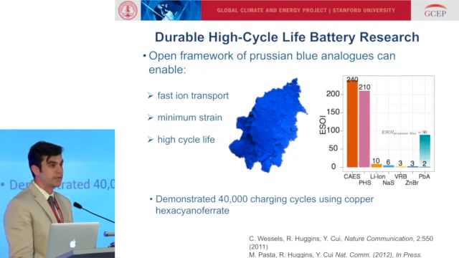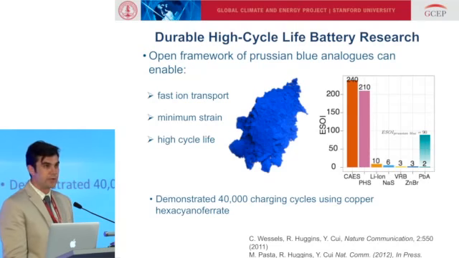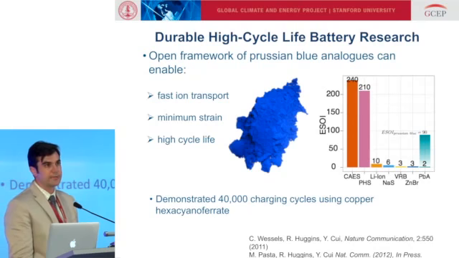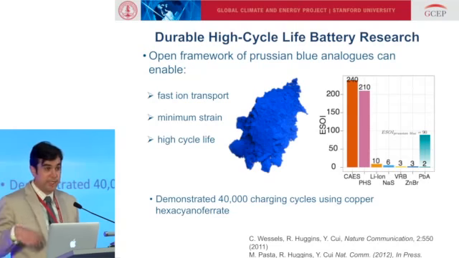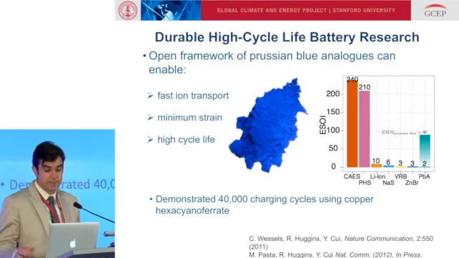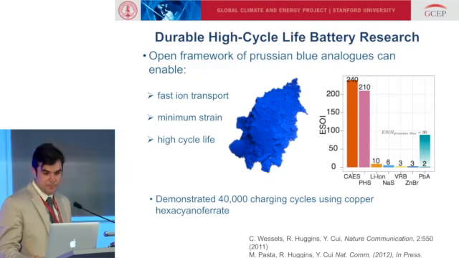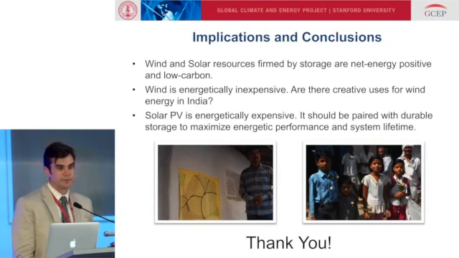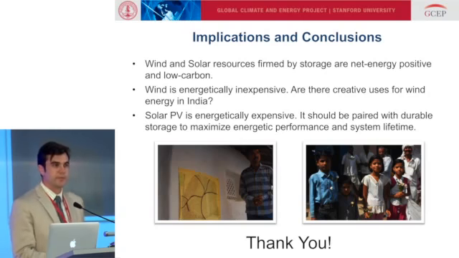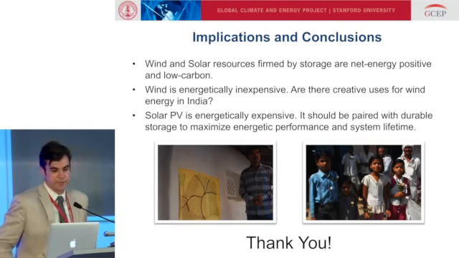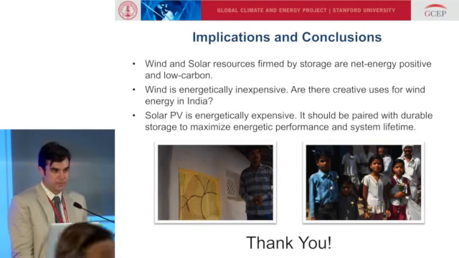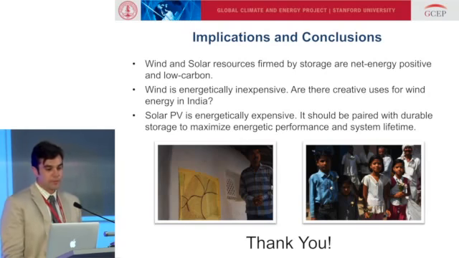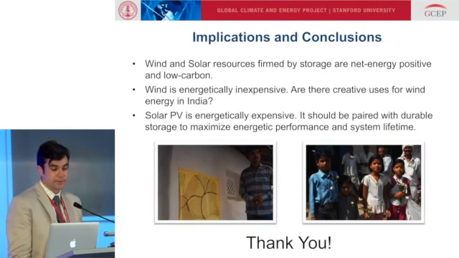If we plug that 40,000 cycle value into the energy stored on investment equation, then that lead acid technology now achieves an ESOI value of 90, which allows it to store wind in an energetically favorable way when compared to simply curtailing that resource. All right, so let's bring this back to India. What are the implications and conclusions of this energetic performance of a microgrid with renewable resource and an energy storage technology? Well, wind and solar resources firmed by storage are net energy positive, so that's a great thing for society.